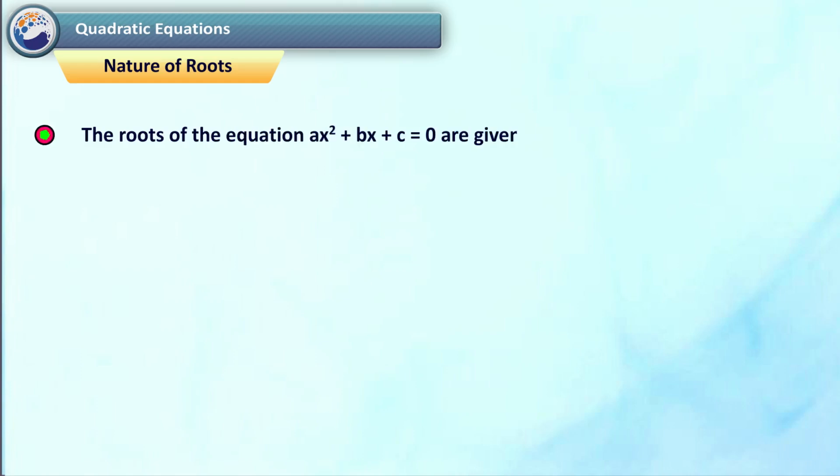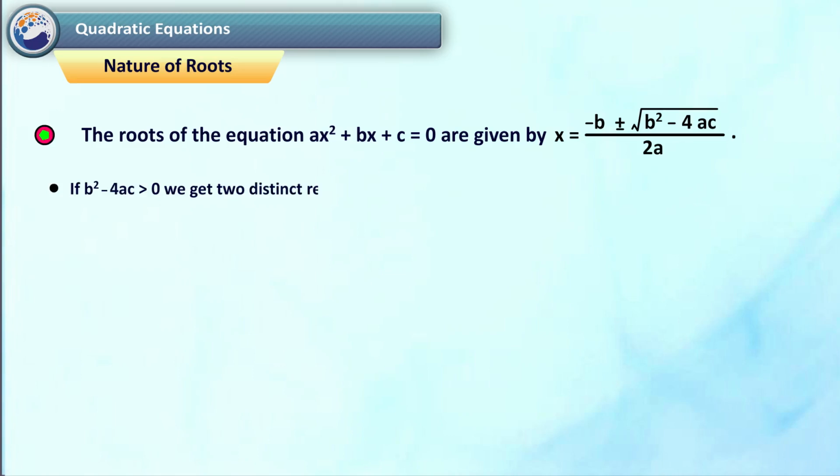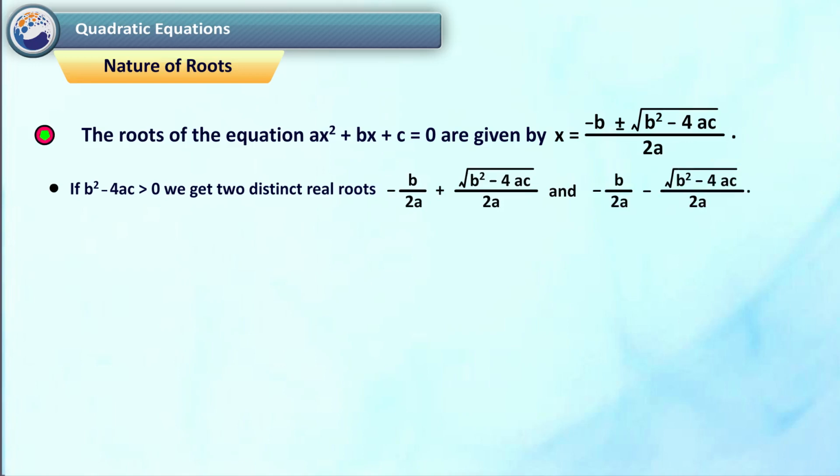Nature of roots. The roots of the equation ax squared plus bx plus c is equal to 0 are given by x is equal to minus b plus or minus root of b square minus 4ac upon 2a. If b square minus 4ac is greater than 0, we get two distinct real roots, minus b by 2a plus root of b square minus 4ac upon 2a and minus b by 2a minus root of b square minus 4ac upon 2a.